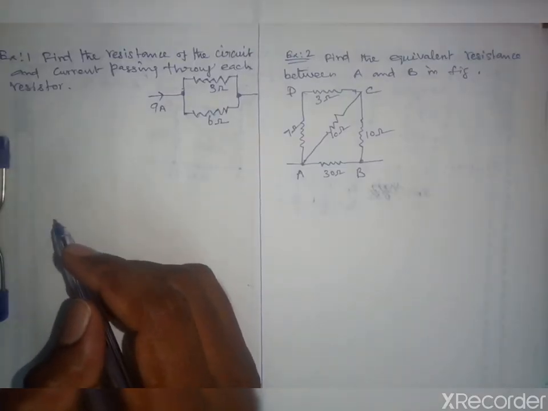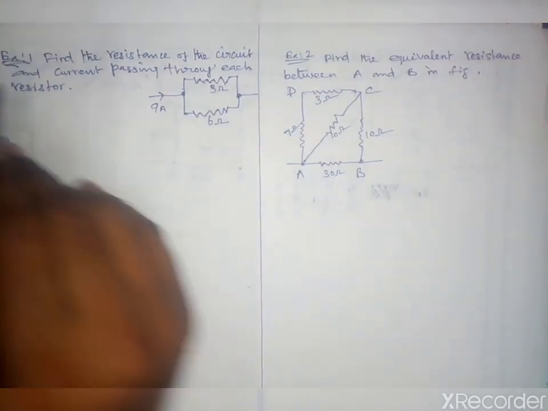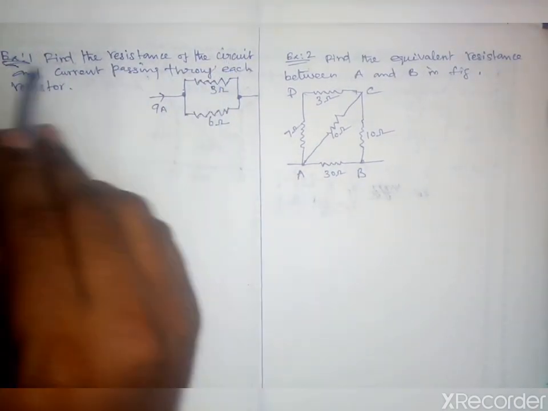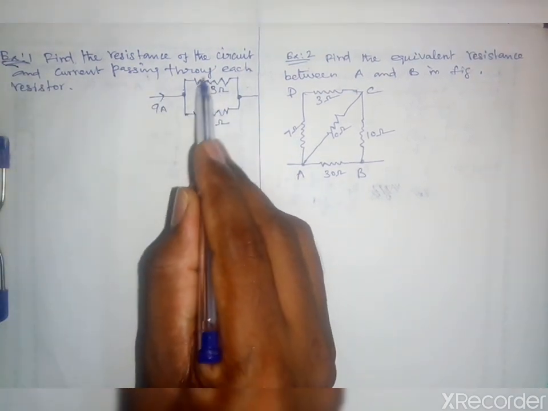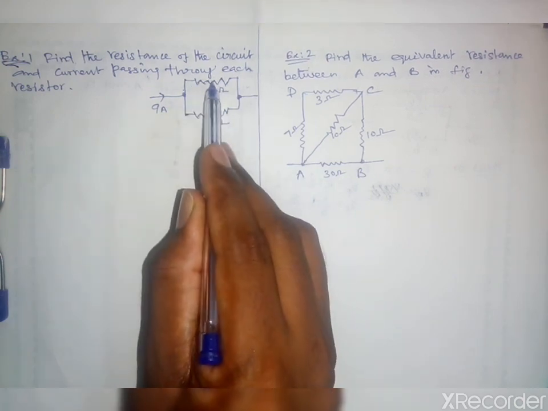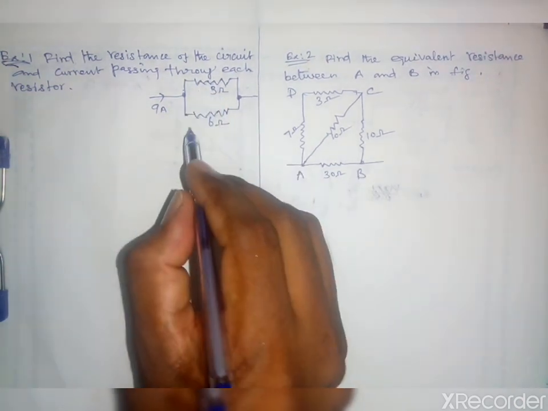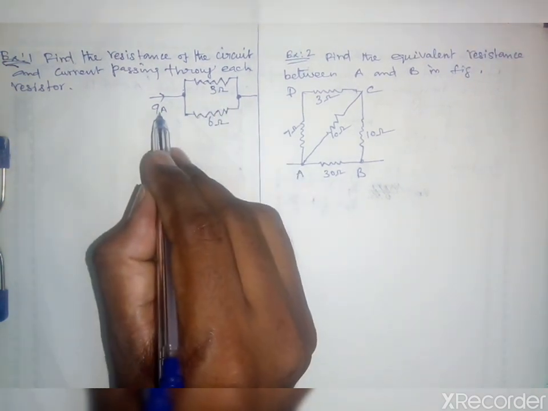Now let us do some examples, problems based on resistors in series and parallel connections. Example 1: find the resistance of the circuit and the current passing through each resistor shown in the circuit. So what is the total equivalent resistance of the circuit, and what is the current passing through the individual resistors? Here two resistors are given, taken as R1 and R2, and the total current is given as 9 ampere.